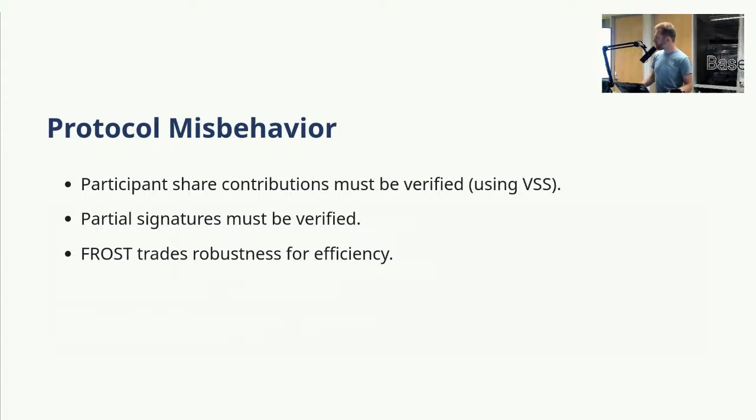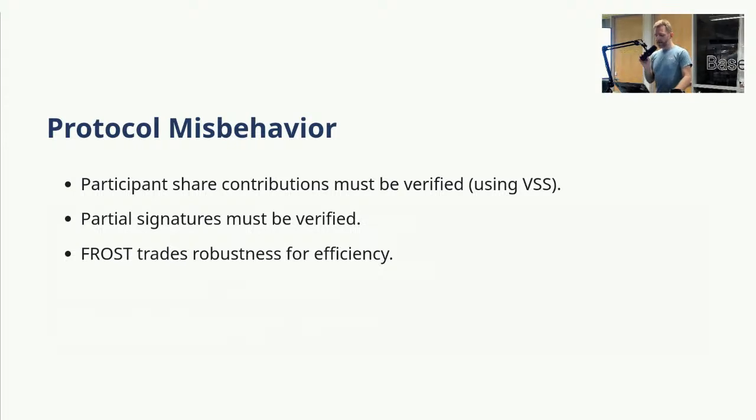That's something that you need to do to make sure that people aren't misbehaving during the DKG part of the protocol. Also, partial signatures must be verified, because if you introduce a bad or invalid partial signature when you're aggregating them together, then you will get a bad signature. Like one bad apple spoils the bunch. So you have to make sure that all the partial signatures you're using to create the final signature are all individually valid.